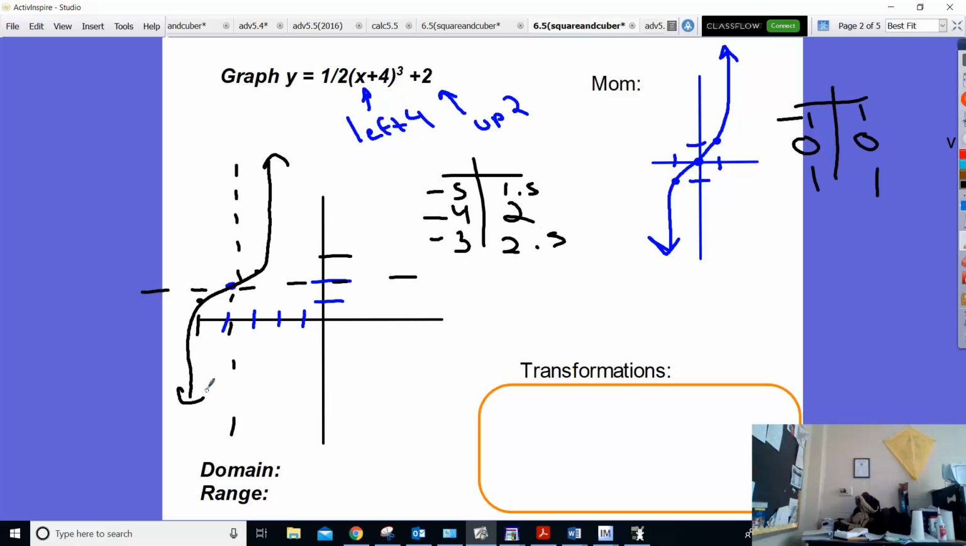It's called compression. So there were a couple of transformations that took place on this one. We shifted left 4, a horizontal shift. Horizontal shift of left 4. There was a vertical shift up 2. And what's that last one, Sean? There's a vertical compression factor of 1/2.